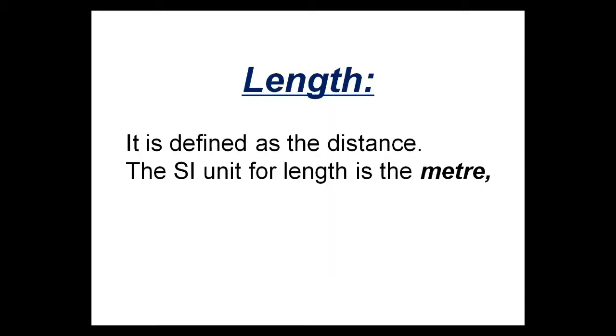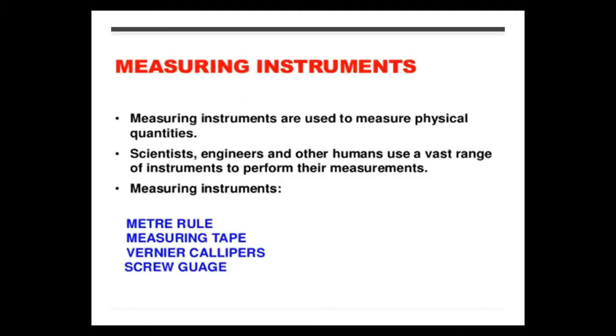Definition of length. This definition is related to the SI unit, meaning the International System, which is followed all over the world. According to the SI system, the unit of length is the meter. The instruments used to measure length are the meter rule and calipers. We will learn about all the things one by one. First one is the meter rule.